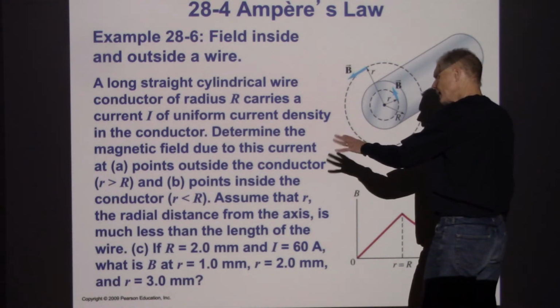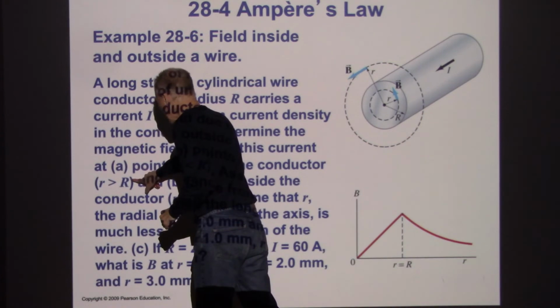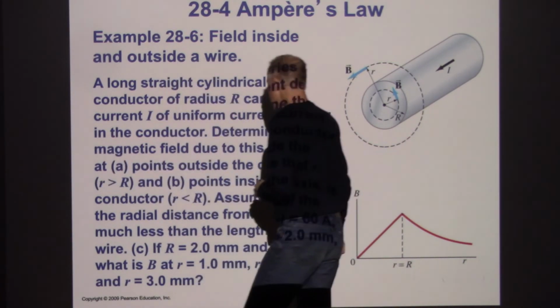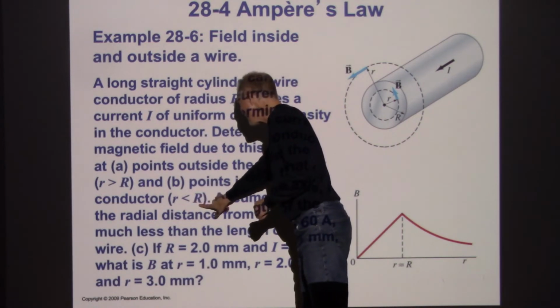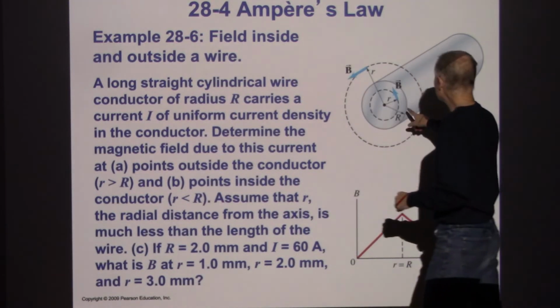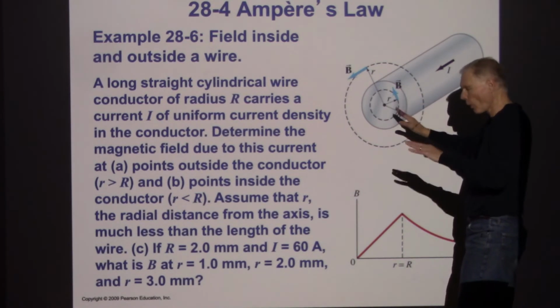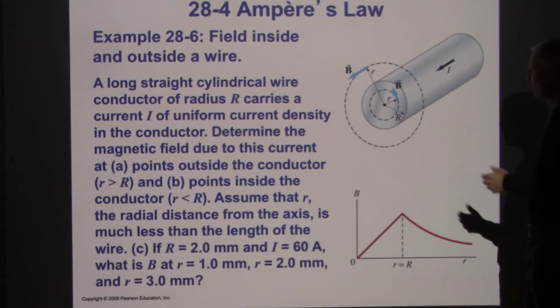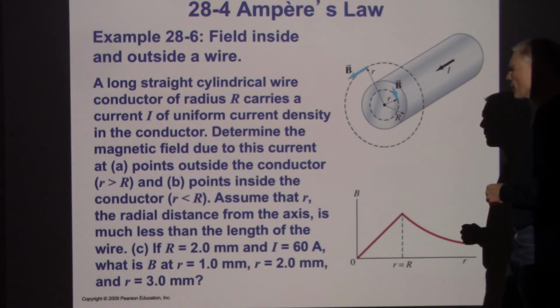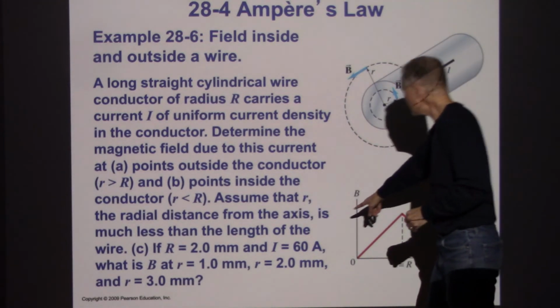So what are they asking us to do here? Let's see. We're looking at points outside. Well, we've solved for that already. And then we want to look at points inside. We haven't done that yet. So that's going to be our new project, to get the magnetic field inside the wire itself figured out. And then whatever formula we come up with, they want us to plug some numbers in. Ooh, 60 amps.